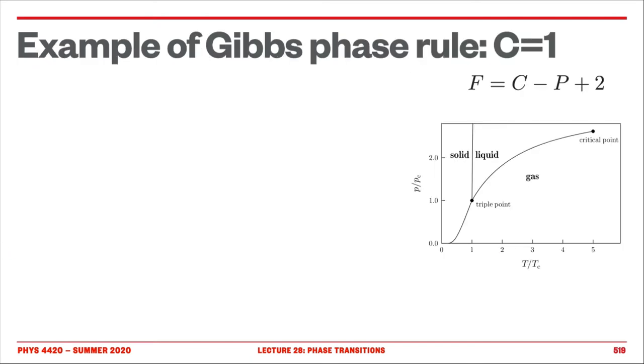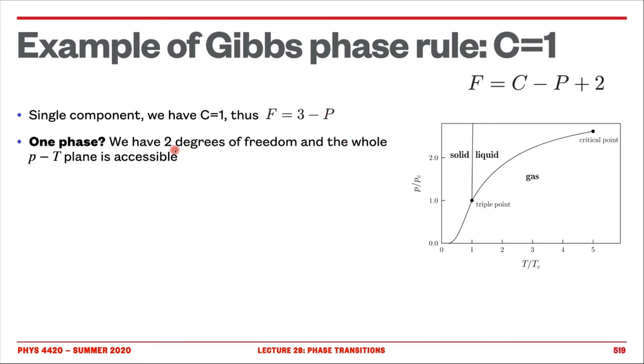Let's have a look at an example. For example, if we have only one component, and we've discussed this before, this is the Gibbs rule here. One component, C equals one. So I end up with the number of degrees of freedom being 3 minus P, P being the phases. So if I have only one phase, we're only working with one phase, the number of degrees of freedom F is equal to 2. In other words, the 2 degrees of freedom is the entire PT plane, right? We have two variables that I can vary continuously.